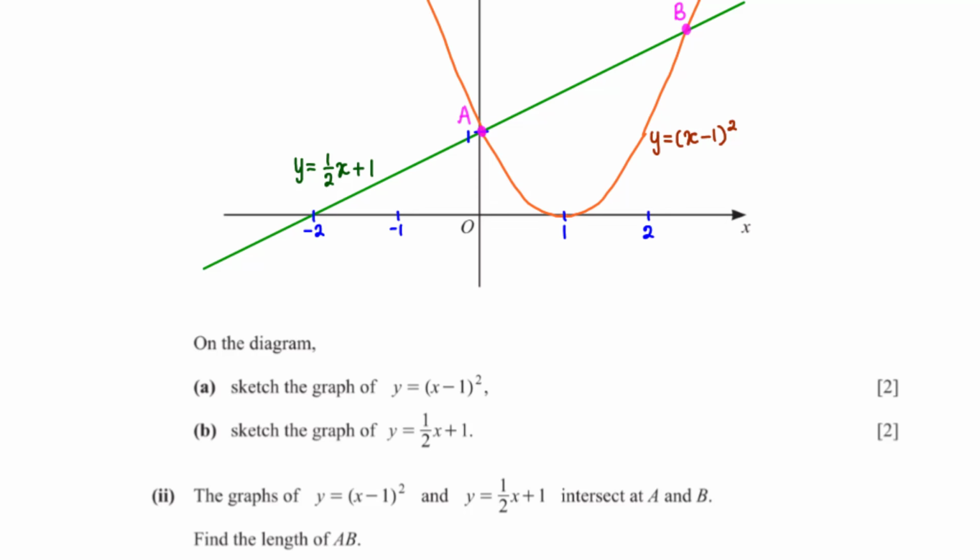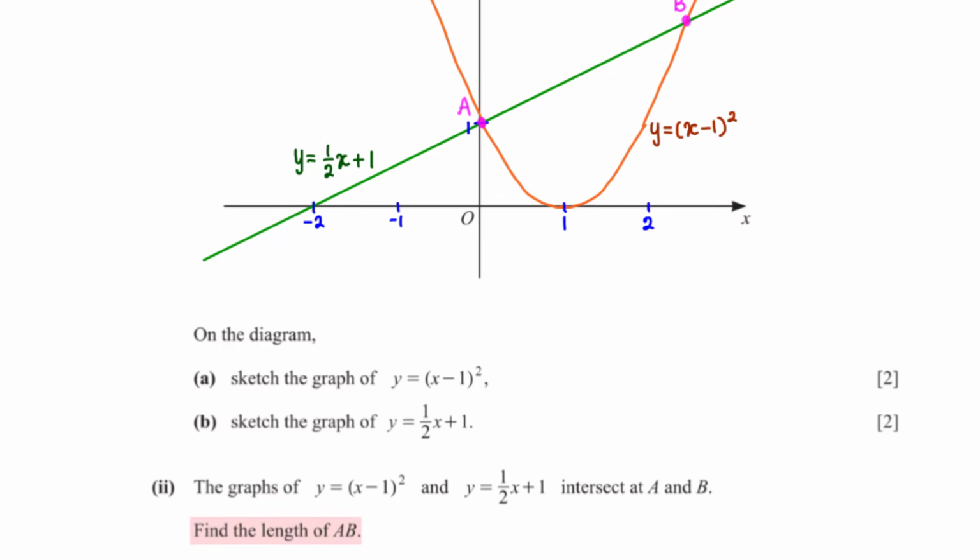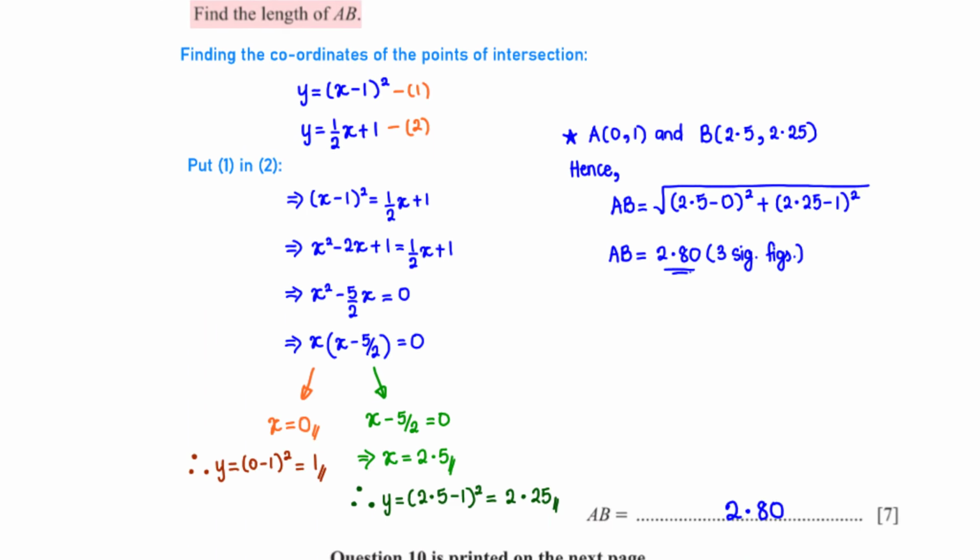The graphs of y equals x minus 1 squared and y equals half x plus 1 intersect at A and B. Find the length of AB. We can find the points of intersection by solving the equations of the two graphs simultaneously. When we put equation 1 in equation 2, we get x minus 1 all squared equals half x plus 1. When we expand the square brackets, we get x squared minus 2x plus 1. When we group like terms, we get x squared minus 5 over 2 x equals 0.